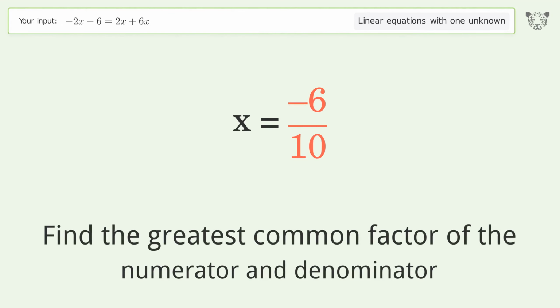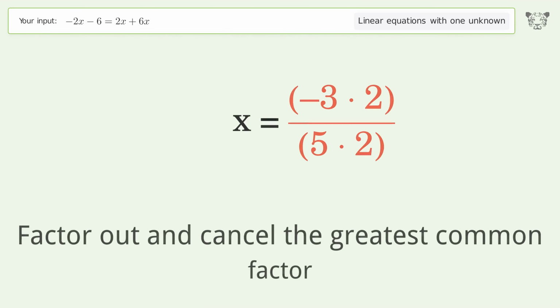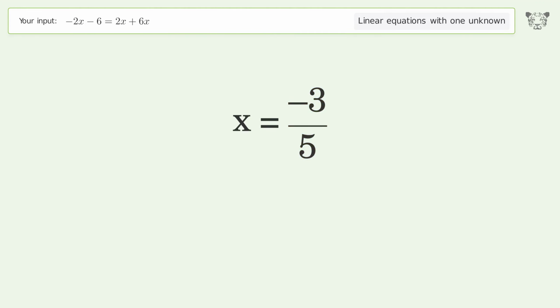Find the greatest common factor of the numerator and denominator. Factor out and cancel the greatest common factor. And so the final result is x equals -3/5.